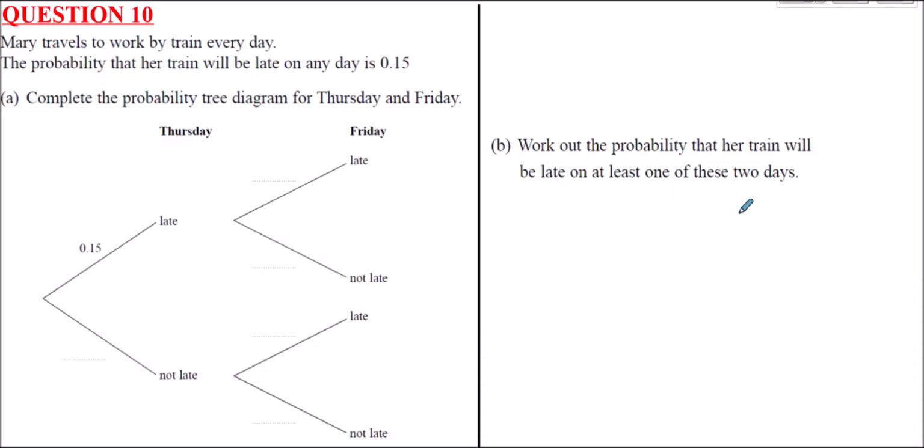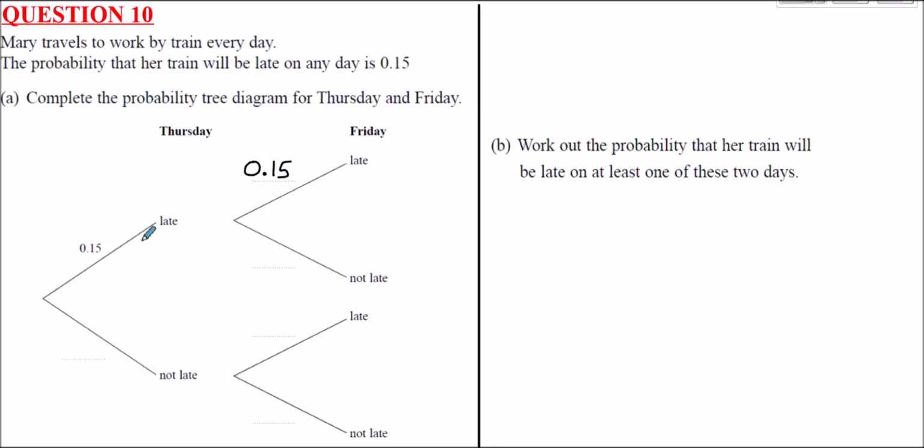Question 10. Mary travels to work by train every single day. So the probability that her train will be late on any day is 0.15. We're now asked to complete the probability tree diagram for Thursday and Friday. So the probability of it being late on any day is 0.15. This is a way of saying that the probability never changes of a train being late. So 0.15 chance of being late on Thursday, it'll also be that probability on a Friday.